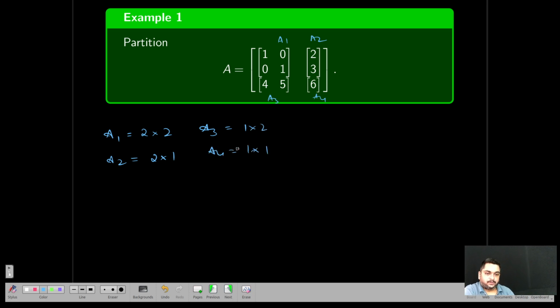Only check for which blocks the multiplication is possible. This cannot be multiplied because the number of columns in A1 and the number of rows should be equal. So this is what you have to verify. This I can do. So in the exams they may ask something like these properties.